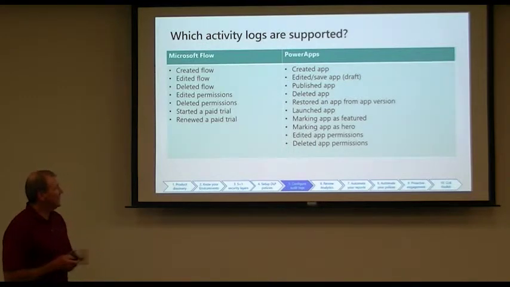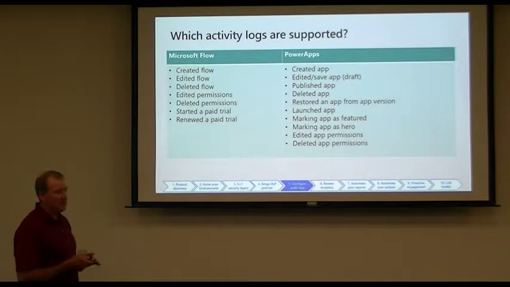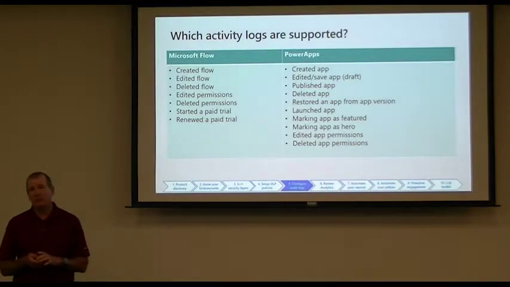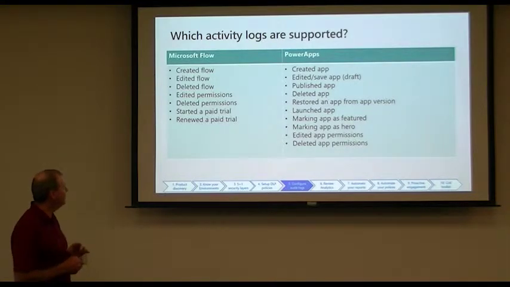So this is just talking about the different events that we're actually throwing into that audit log if you so choose. Important ones, obviously: created flow, created app, published the app, or restored an app. Launched an app is an interesting one, because that tells you how often something's being used, right? You can determine what the usage is for a particular application by watching some of these events as well.